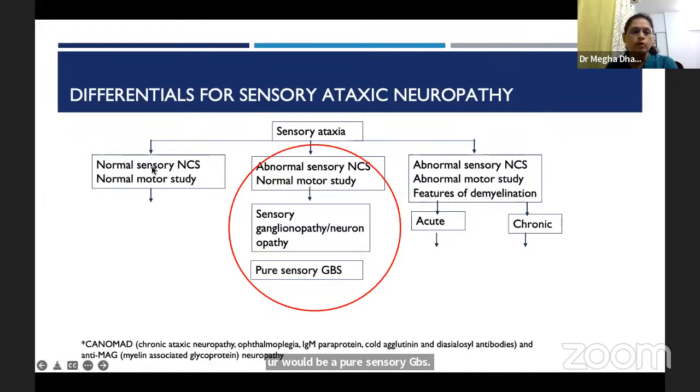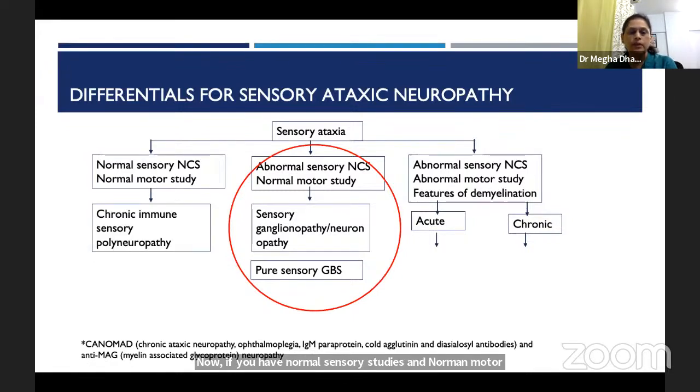Now, if you have normal sensory studies and normal motor studies and a patient with a severe sensory ataxia, the lesion is probably proximal to the dorsal root ganglia. So these are your chronic immune sensory polyneuropathies. There is another talk on that. I will not touch base on these.